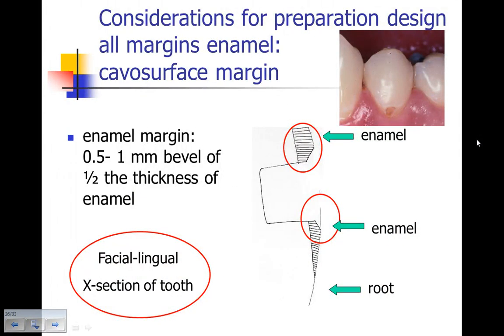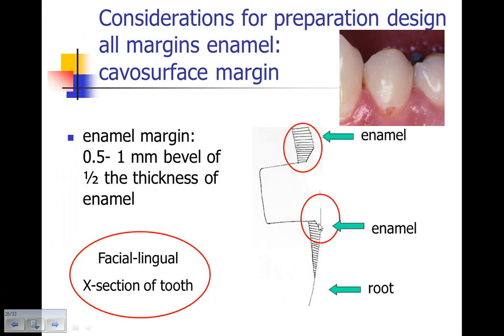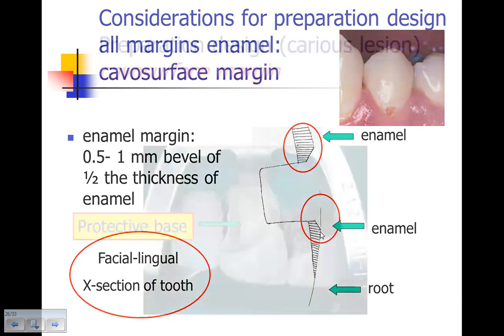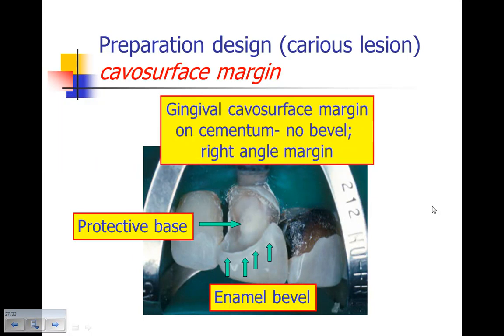Enamel margins, as we've talked about, we'll be beveling those enamel margins at 45 degrees, and the enamel bevel will be half the thickness of the enamel. And here we can see that in this preparation design. If we take a look, the enamel bevel is about half to 1 millimeter long. It's been created with a round burr or with a flame-shaped diamond. On the gingival cavosurface margin, there's no bevel. And with no bevel, we have this right angle margin, and we can define it and finish the composite.